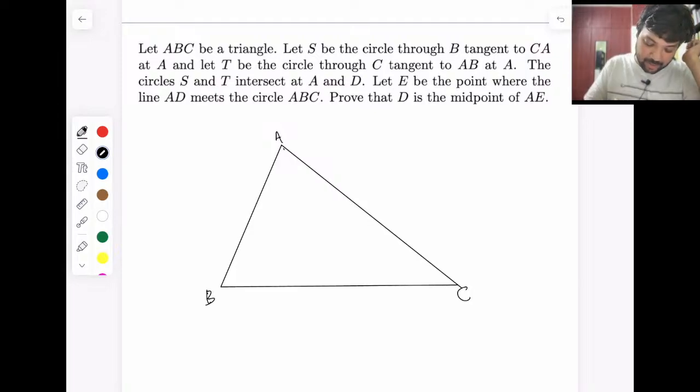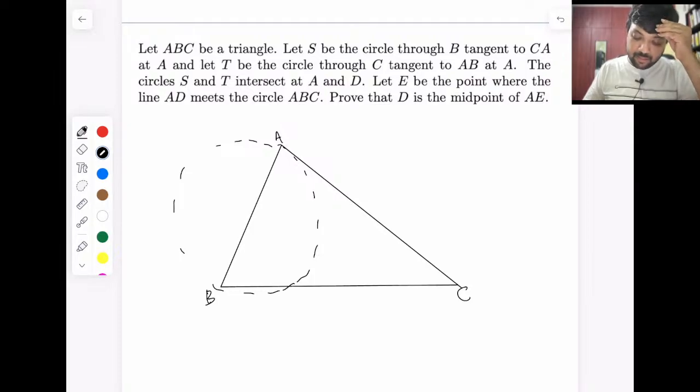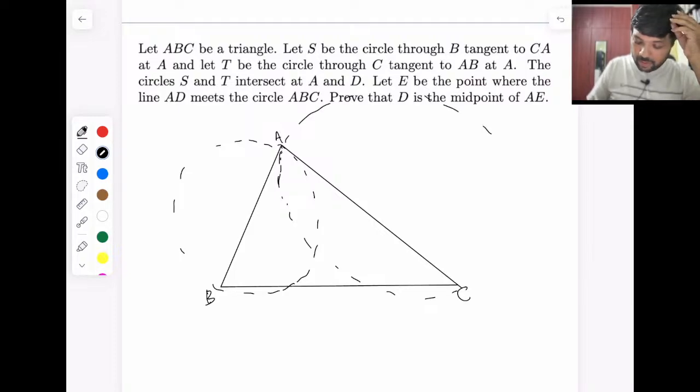Oh god, drawing this will be a problem for me. S is the circle passing through B and tangent to CA at A. And let T be the circle passing through C and tangent to AB at A. Something like this. It's tangent here. A is a common tangency point. The circles S and T intersect at A and D. Already it intersects at A, it also intersects at D.